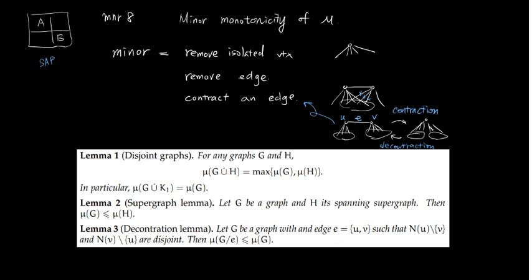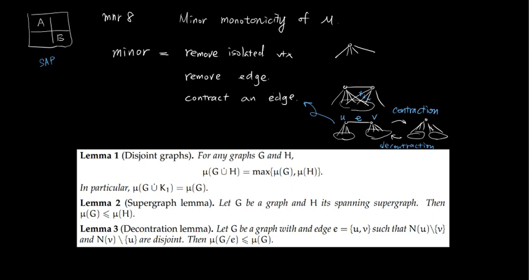In the particular case when H is a K1, we knew in the previous lesson that mu of K1 is equal to m-1, which is 0. So the maximum of mu G and mu K1, which is 0, is equal to mu G.